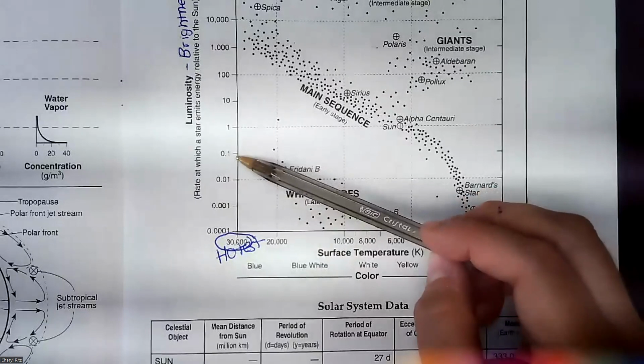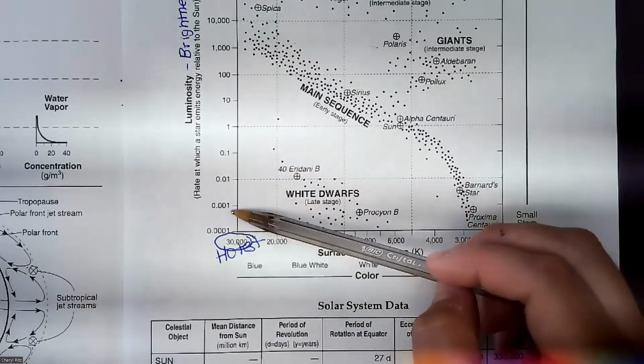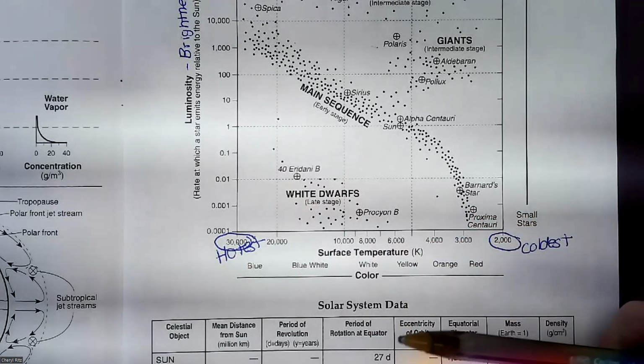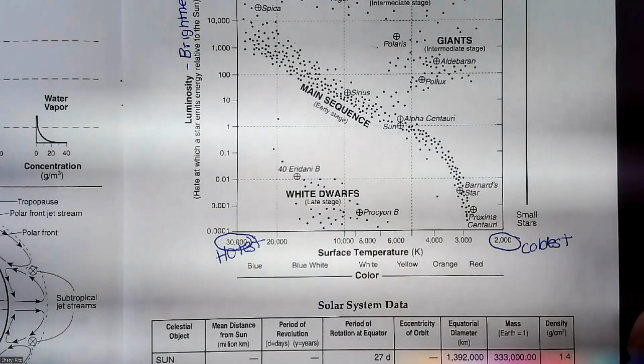Now going down, it means it's 1/10 as bright, 100th as bright, 1,000th and 10,000th times less bright than the sun, I guess you would say. So let's see if you can answer any questions about this.